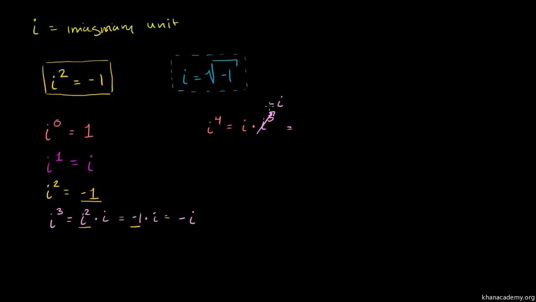Let me write it down. This is i times -i, which is the same thing as -1 times, remember, multiplication is commutative. If we're just multiplying a bunch of numbers, we can switch the order. This is the same thing as -1 times i times i. i times i, by definition, is -1. -1 times -1 is equal to 1. So i to the 4th is the same thing as i to the 0th power.